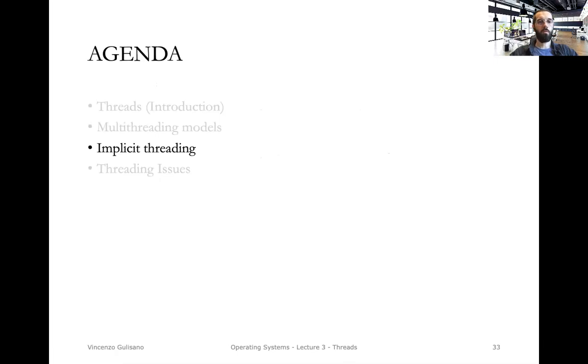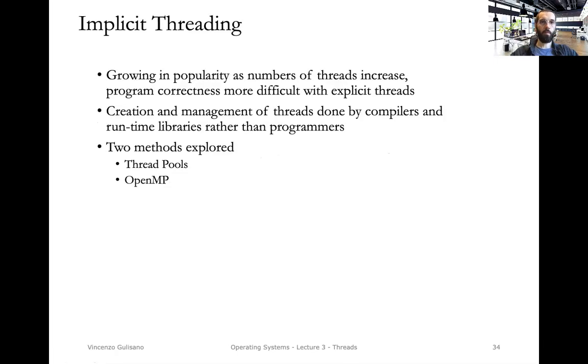Let's move now to implicit threading. So implicit threading is something that is getting more and more popular. I mean, this has been happening for years now. It's not really something new. And it's basically about simplifying even further the life of programmers when it comes to multi-threaded processes.